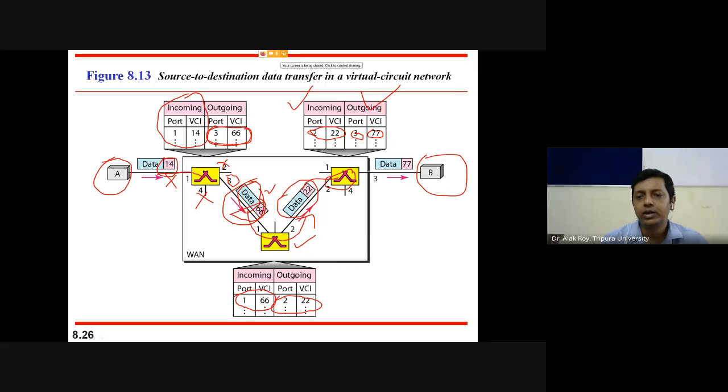So through port 3 it is transmitting data and it is using VCI 77. So using VCI, if you transmit data, the input VCI is 14 and the output VCI is 77. That is source to destination data transfer in a virtual circuit network. That is possible with the help of a virtual circuit identifier.